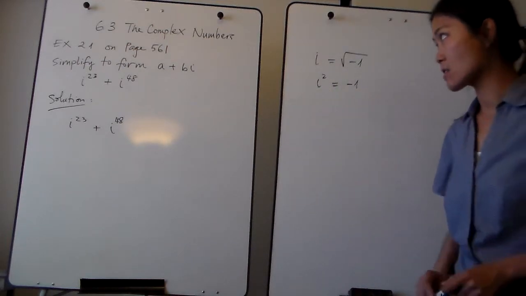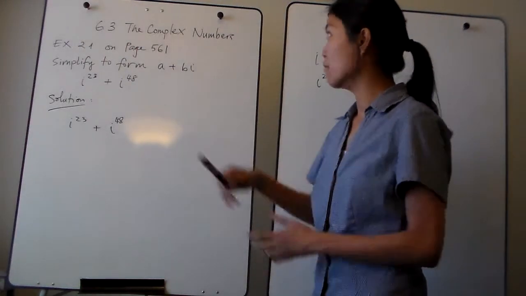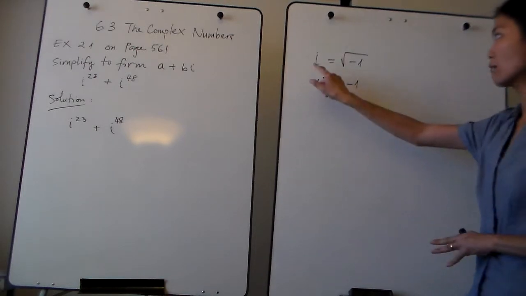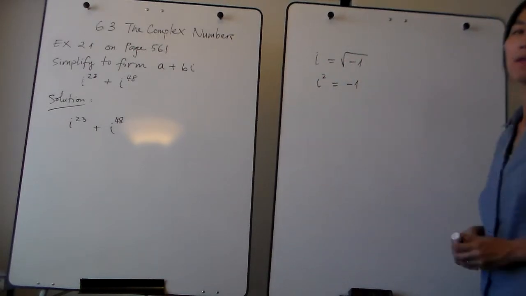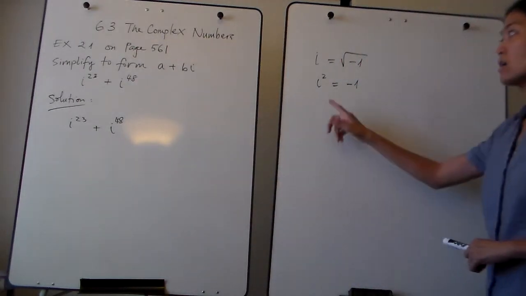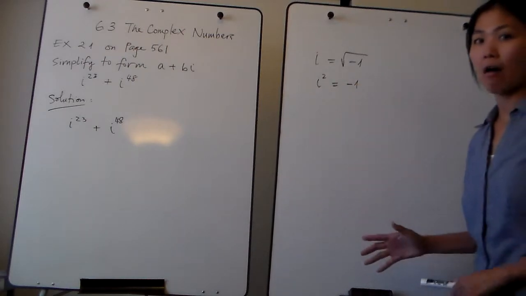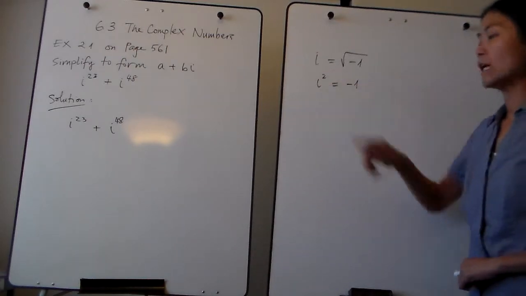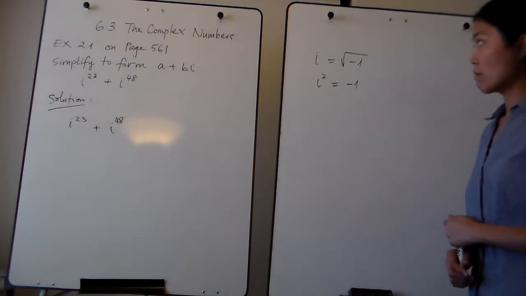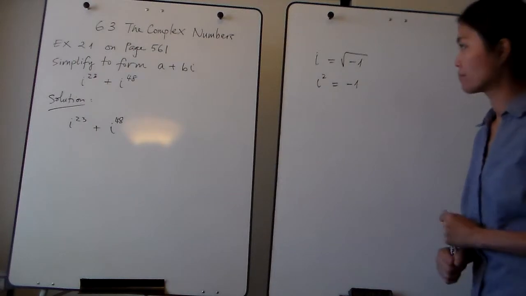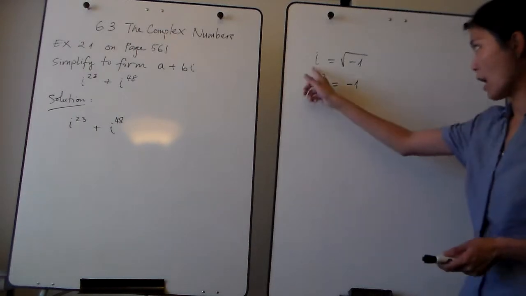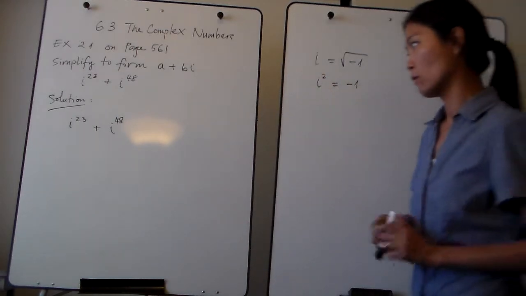Because we're asked to write in this form that involves i, every time you see i, leave i as is. Don't convert i to the square root of -1. But when you see i squared or any power of i that is different from i, make sure you convert that to a real number or i. In this case, we have i to the 23rd and i to the 48th. Both are not i, so make sure you simplify this.